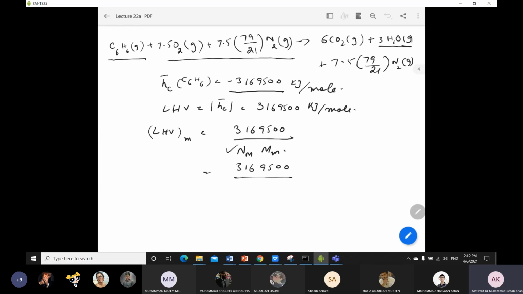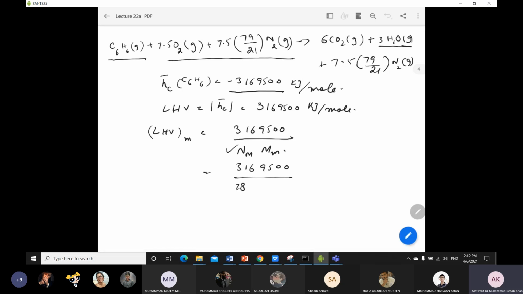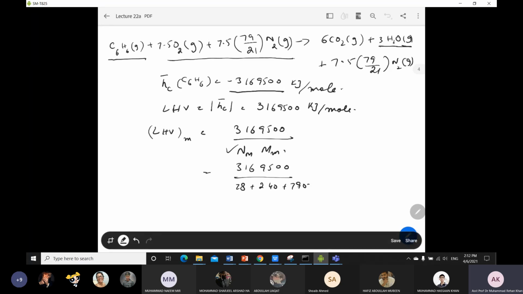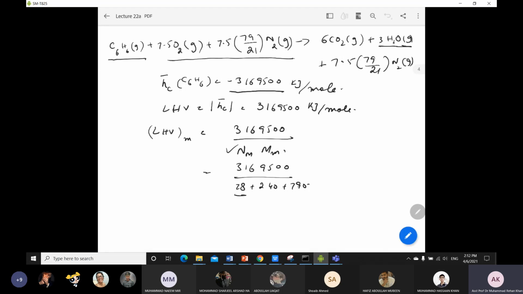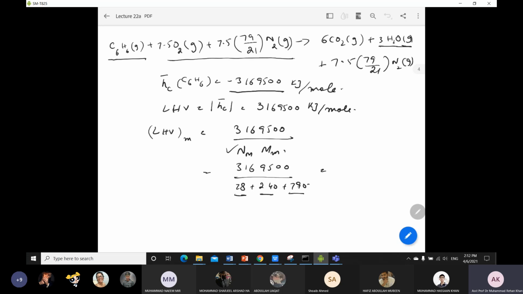I am directly going to write the result, so you have to calculate it by yourself. The end result is 78 plus 240 plus 790. I have simply divided the number of moles of mixture by the molar mass of mixture. Here it is C6H6, this is 7.5 into O2, and this is 7.5 into 79 by 21 into N2, whose molar mass is 28. Do not get confused this time. So here we have the value, which is 2861 kilojoule per kg.